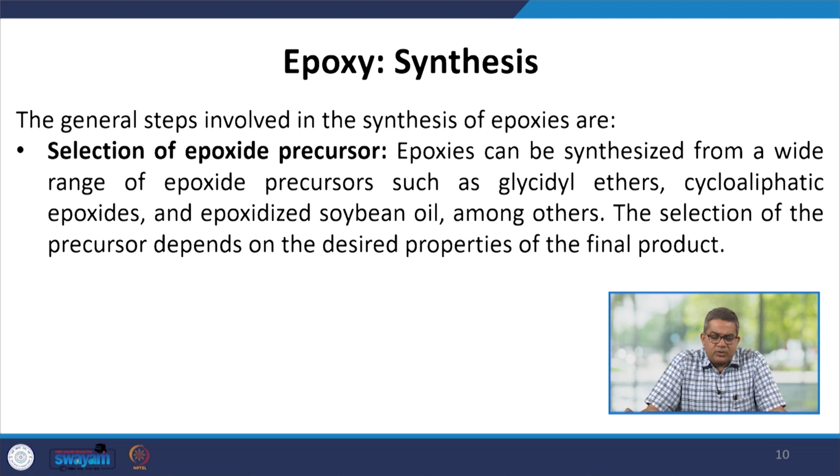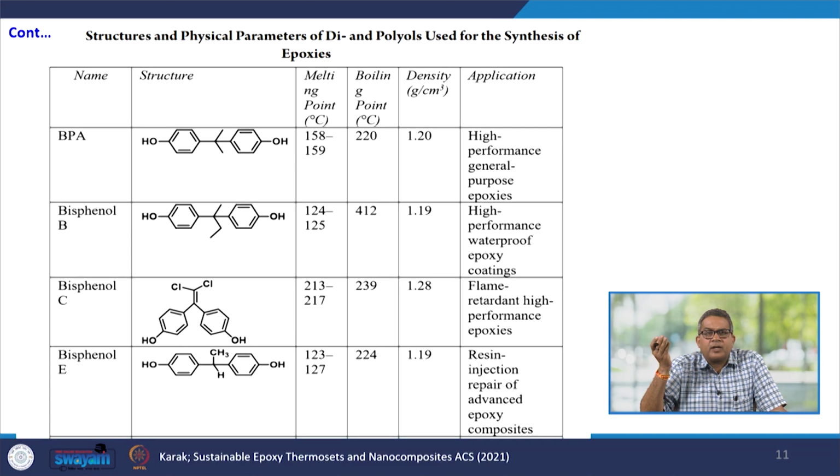The general steps usually involved in the synthesis of epoxies begin with selection of the epoxide precursor. This is very important. Epoxies can be synthesized from a wide range of epoxide precursors like glycidyl ethers, cycloaliphatic epoxides, and epoxidized soybean oil, among others. The selection of the precursor depends on the desired properties of the final product.